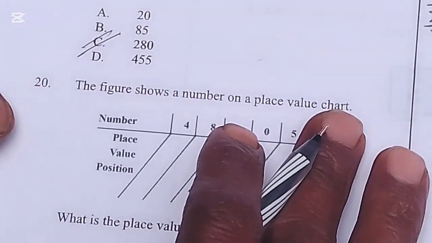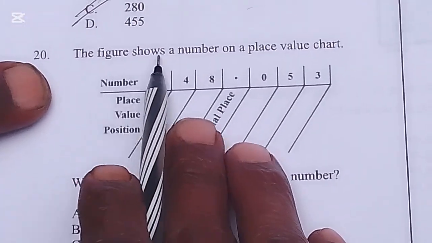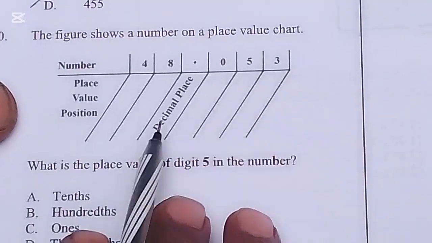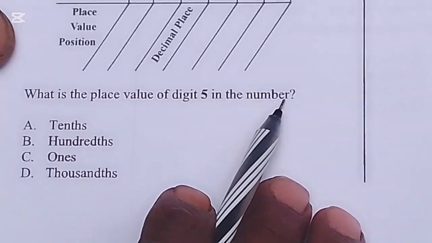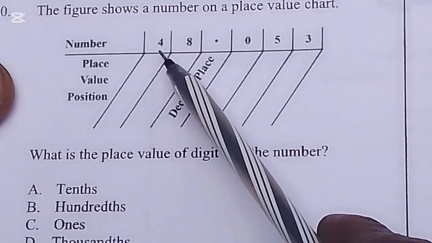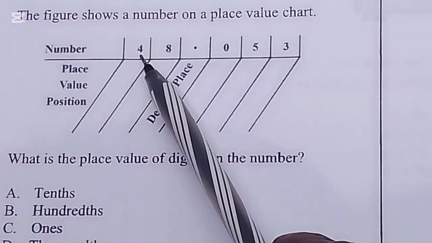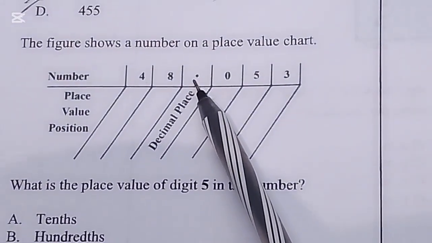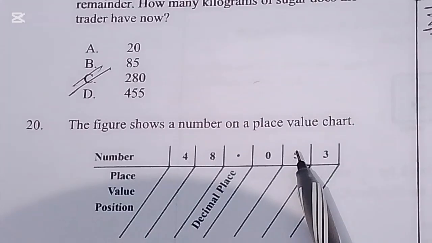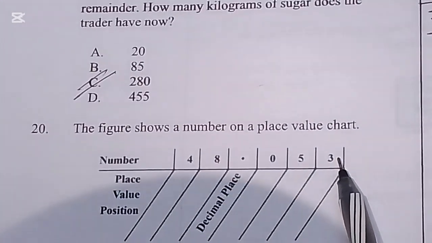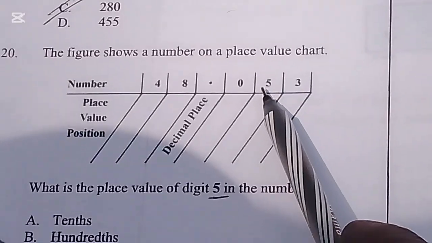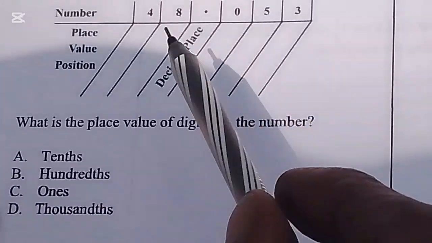Number 20. The figure shows a place value chart. What is the place value of digit 5 in the number? So we have 48.053. 48, these are whole numbers. So ones, tens. Then you have the decimal place. From the decimal place, we start with tenth. So we have 0 tenth, 5 hundredth, 3 thousandth. So the digit in question is 5. So 5 is in the place value of hundredth.